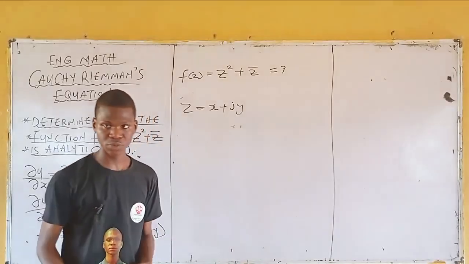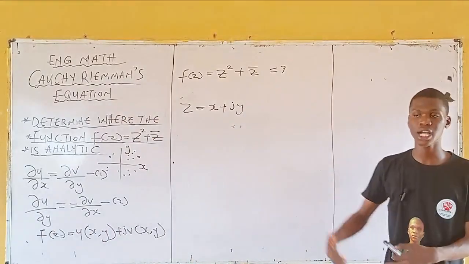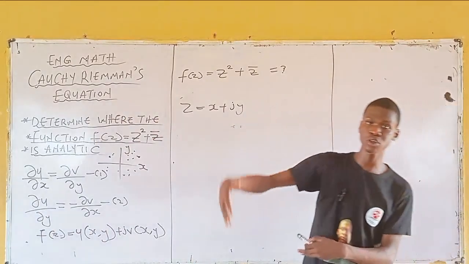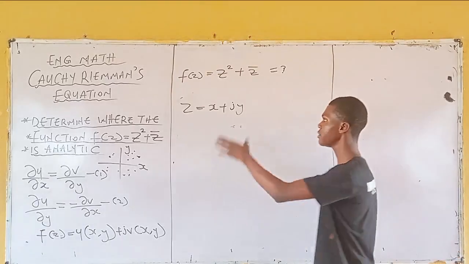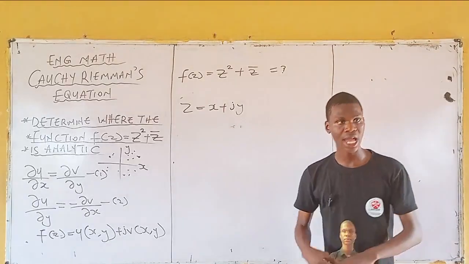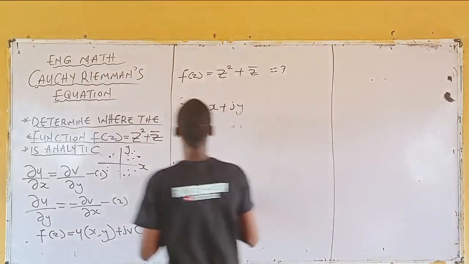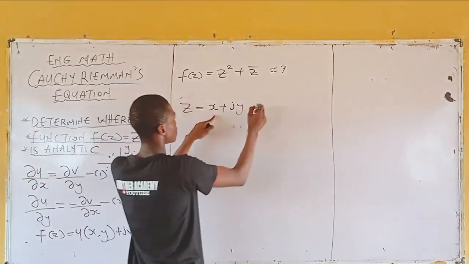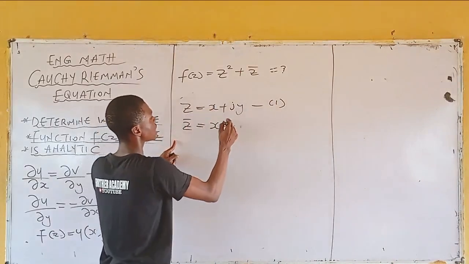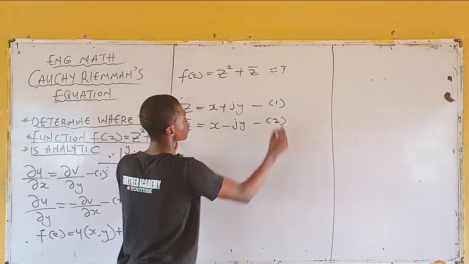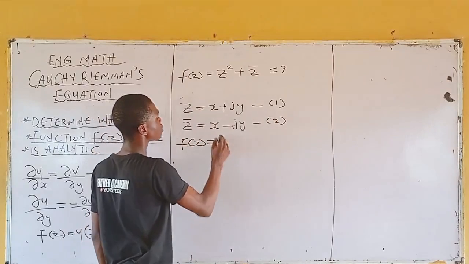We've seen the idea of conjugate. Given a complex number, the conjugate has the opposite sign on the imaginary part. So if you are given x plus jy, the conjugate is x minus jy. So when you see z bar, meaning the conjugate, substitute z as x plus jy and z bar as x minus jy. Call this equation 2.